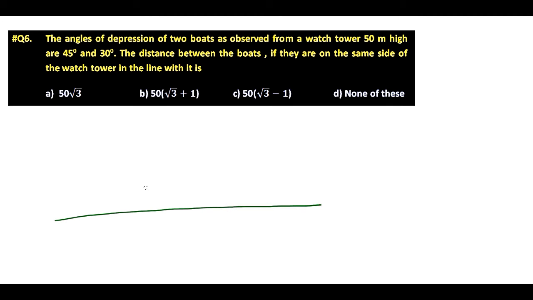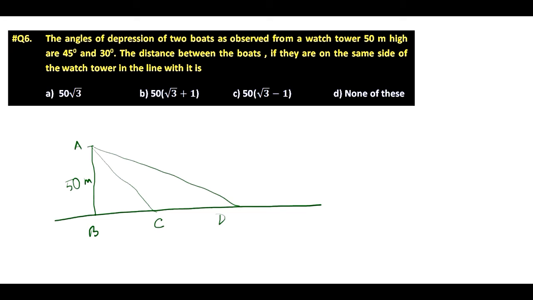Did you understand? I am constructing a figure. Try to understand this. This is the watchtower, and E is the point from where you will see the boat. This is given to be 50 meters, and there are two boats. This is C, suppose, and this is D. You were trying to watch these two boats. This is one, another is here.